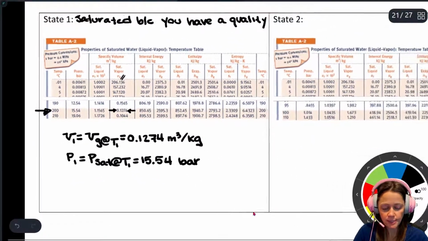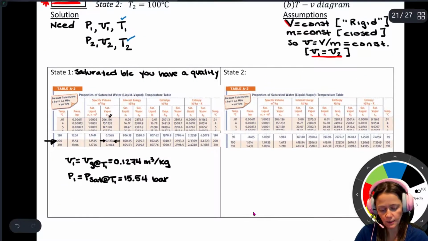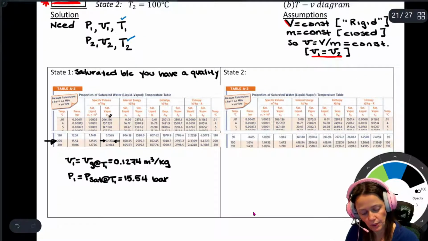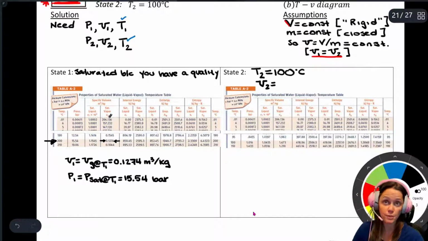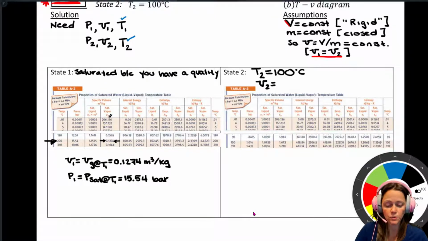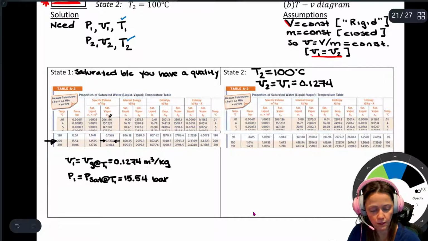So like I said, since you've got this rigid tank, that's the other property that you know. You know T2, that's 100 degrees Celsius. And now, because you've made the assumption that the volume is not going to change, and you've got this closed system, v2 is the same as v1, 0.1274 meters cubed per kilogram.